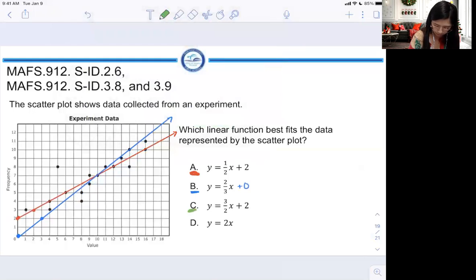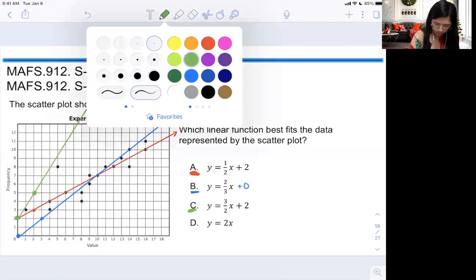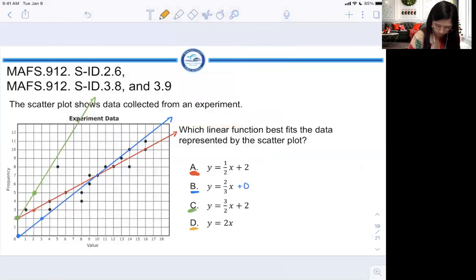Now we got C. Y equals 3/2 x. There's C. And then finally D, y equals negative 2x.